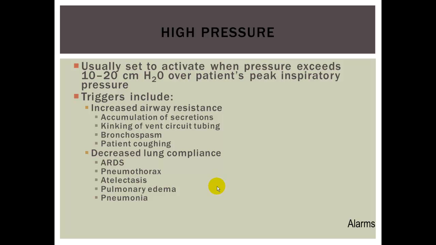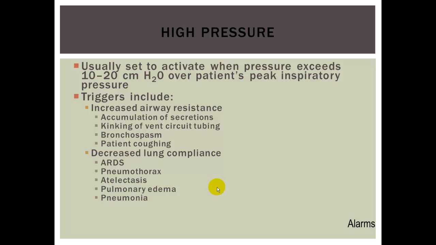Triggers include increased airway resistance. So let's say they have a developing tension pneumothorax, or a mucus plug that formed in one of their smaller airways or smaller bronchioles. Accumulation of secretions, kinking of the vent tubing can also cause this to occur. Bronchospasm, or the patient actually coughing.